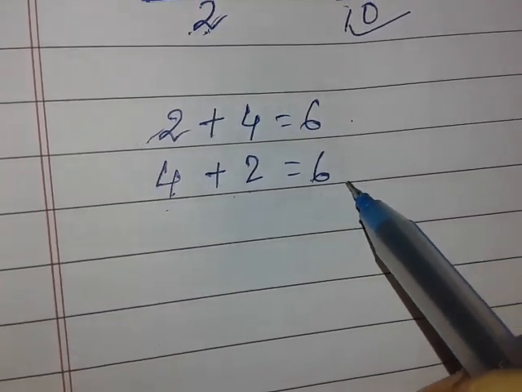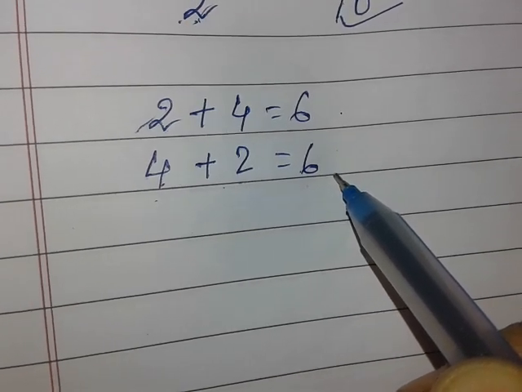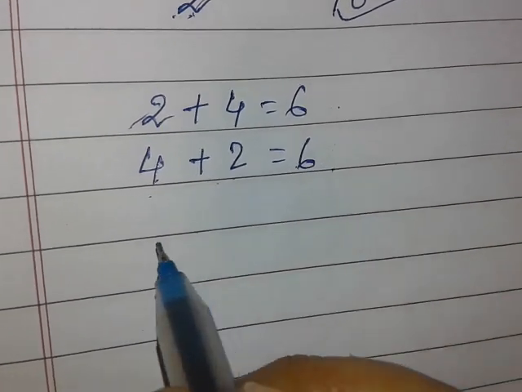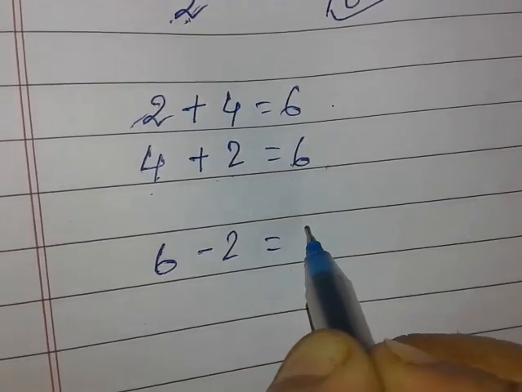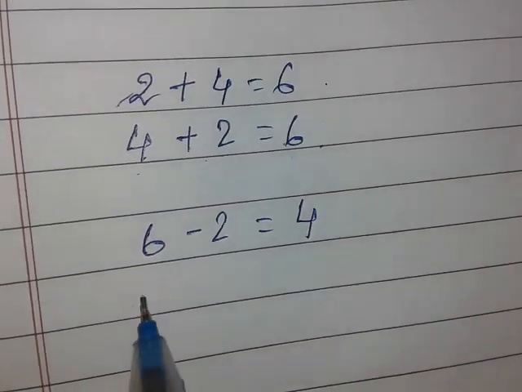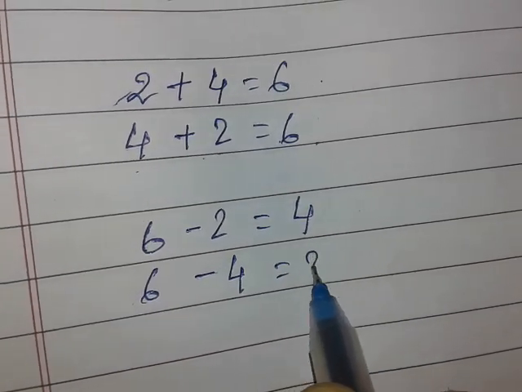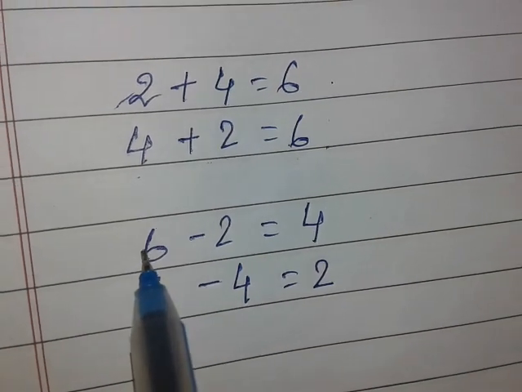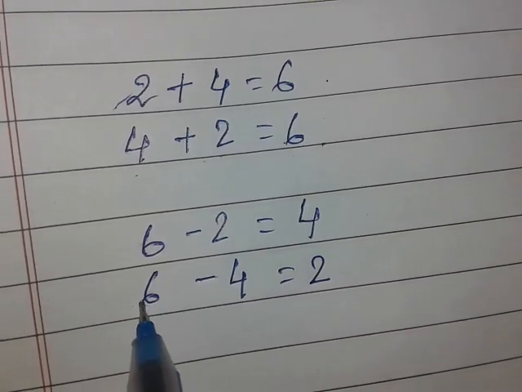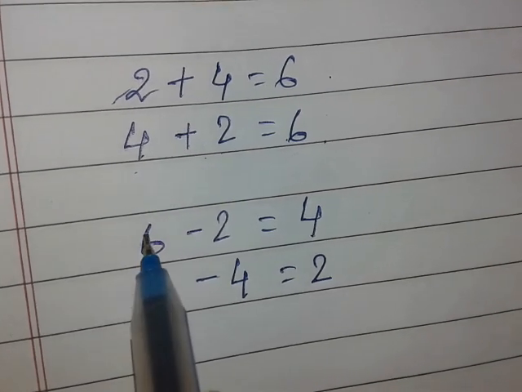Using these numbers, we can create subtraction statements also. Like 6 minus 2 is equal to 4. Again 6 minus 4 is equal to 2. Notice here, children, the number that we are subtracting from is the same.